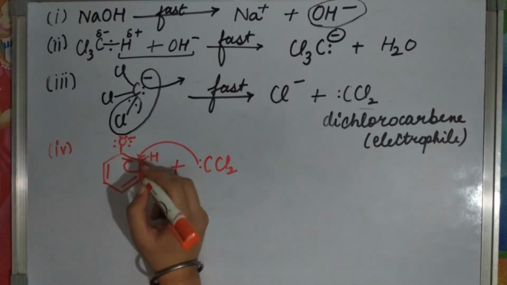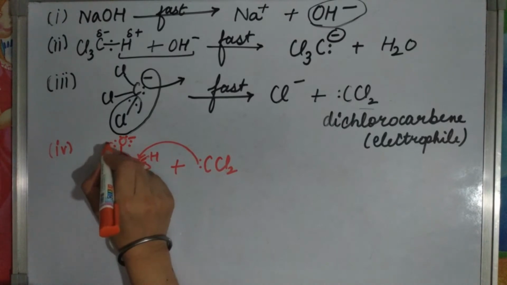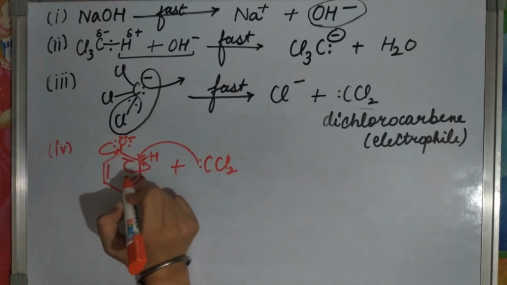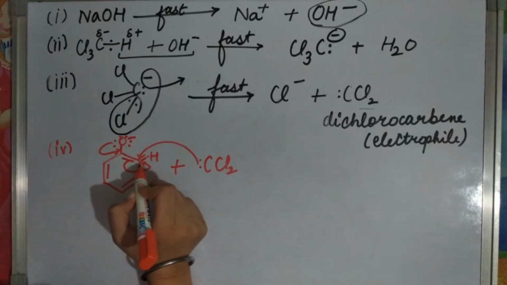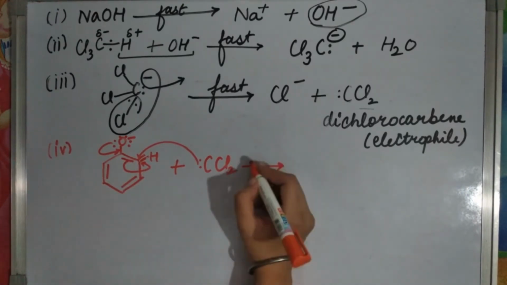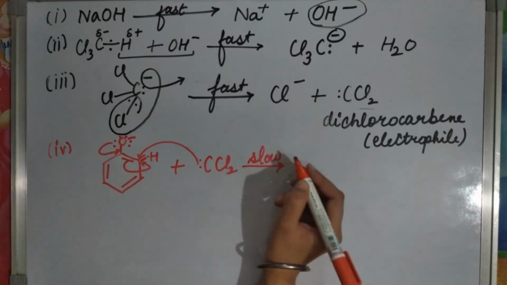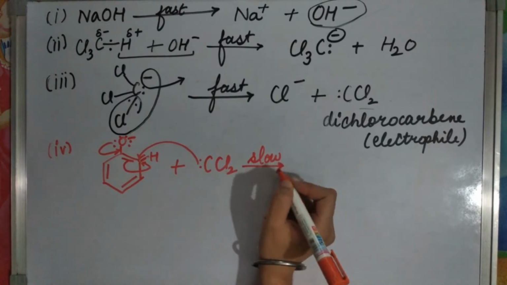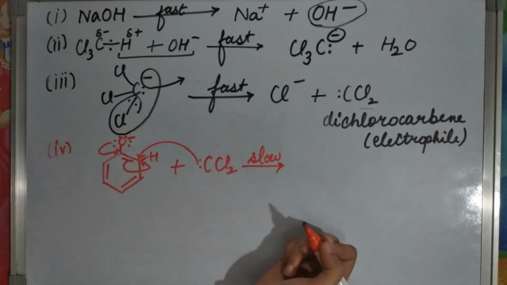What will happen? Firstly, this lone pair will be shifted to this bond, and this bond will further shift to this junction. Right? This will be a slow step. That means it is the rate determining step. That's why it is the most important step of this reaction.